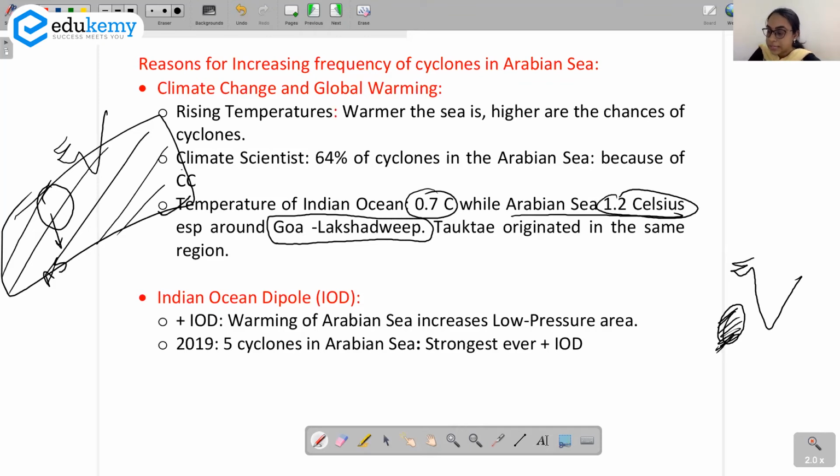And scientists have told that nearly 64% of the increase in cyclones in the Arabian Sea is because of the temperature change and the climate change. So definitely climate change and global warming is one important reason for the increase in the intensity, frequency and the change in the timing of the cyclones. Because if the sea is warmer, there would be low pressure, greater low pressure development and greater cyclones.